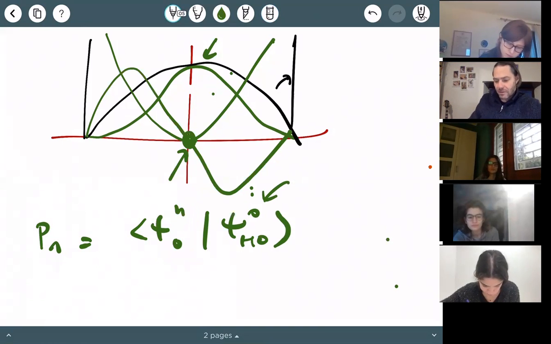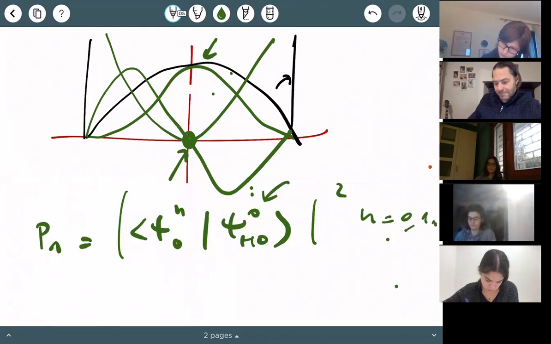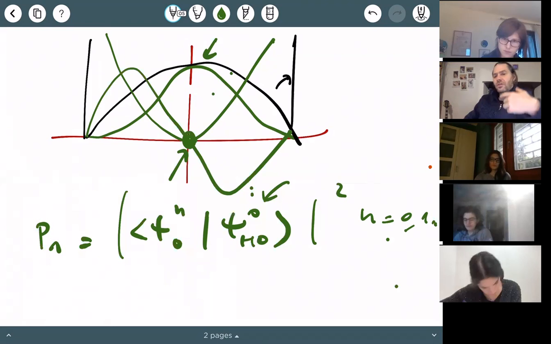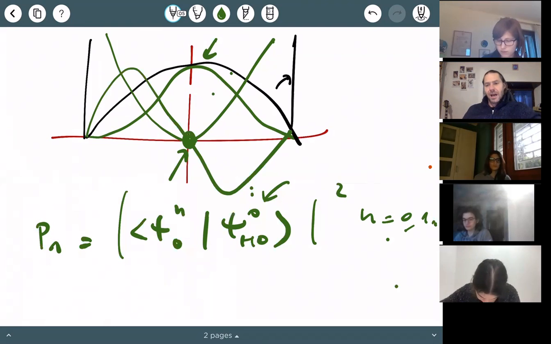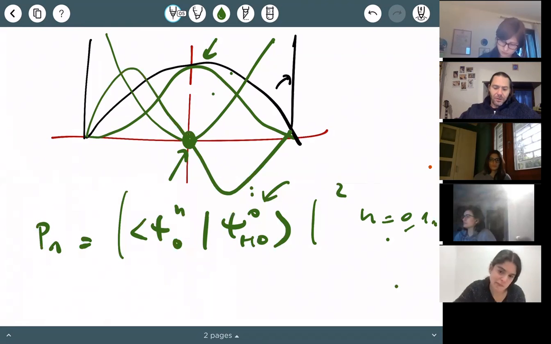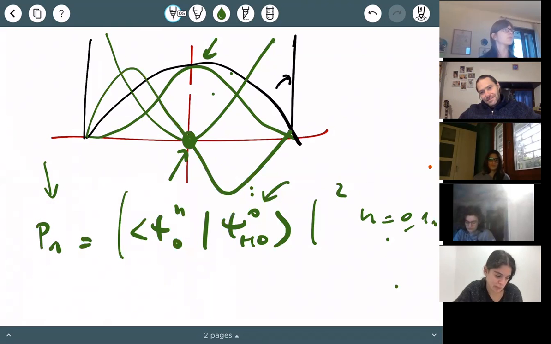These are all the probabilities, right? But n is equal to 0, 1, and so on. Each of these corresponds to a different integral, where in one you substitute the ground state of the box, in another you substitute the ground state, in another the first excited state, and so on. So you get a different integral for each of these different probabilities. And then you get all these numbers, and the largest one is the most probable.